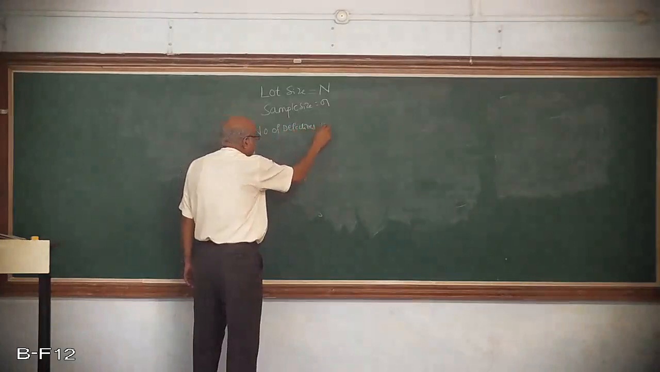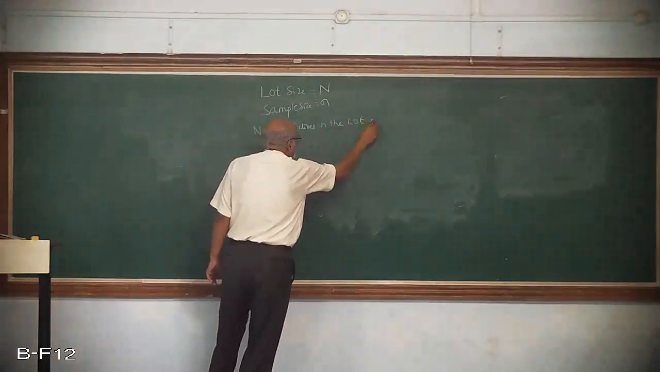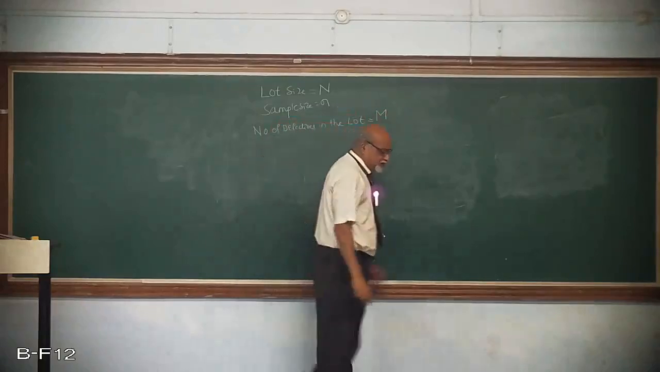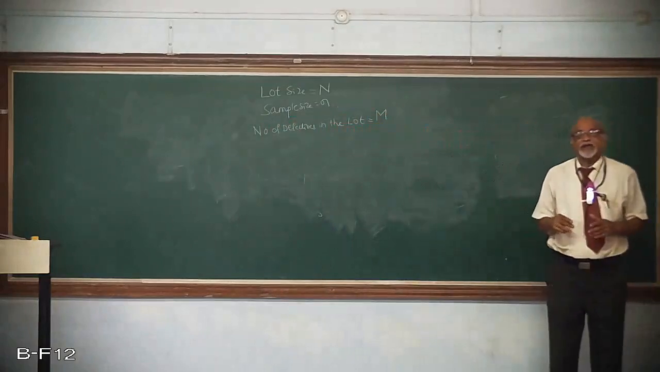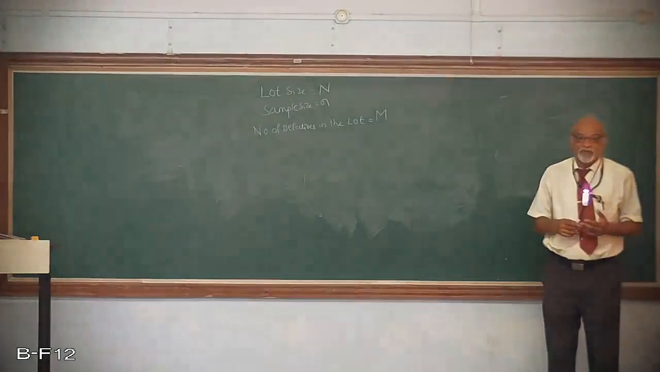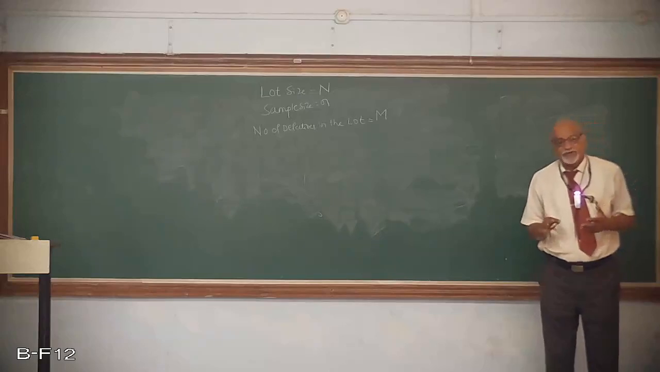Defectives in the lot. We denote it by capital M. Try to understand. M denotes, because already you might be conversant, because when I discussed different types of probability distributions, these things I have discussed. If the lot size is more, if the lot size is small, or sample size is small or large, like that. There also we have seen.